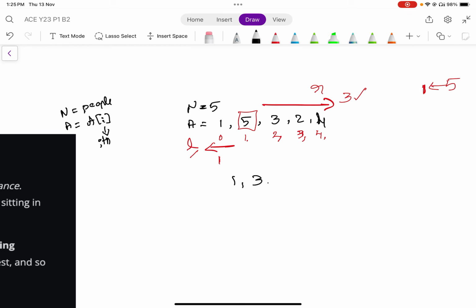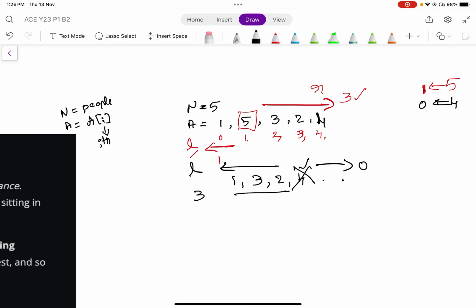Now we are left with 4 people. Who has the top priority in this updated array? This 4. If this person moves in the right direction, how many people will be disturbed? No one. If this person moves in the left direction, how many people will be disturbed? 3 people. So which one will I choose? Only the right direction, which gives 0 people disturbed.